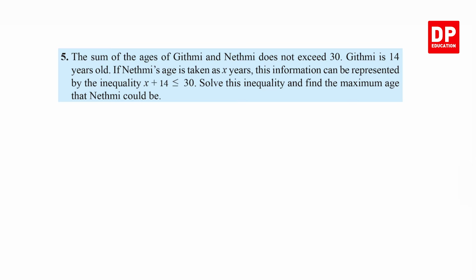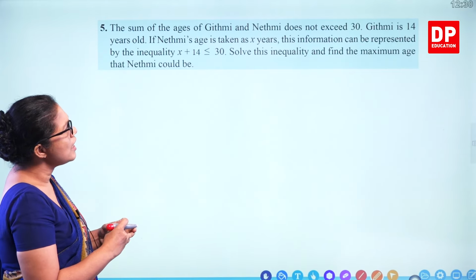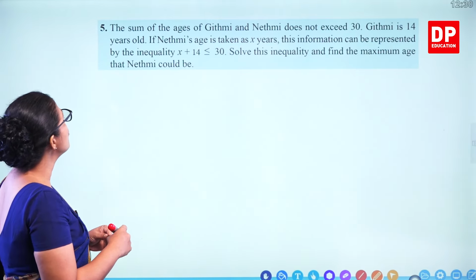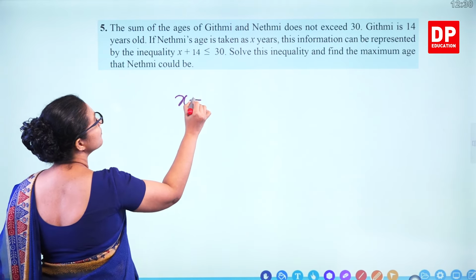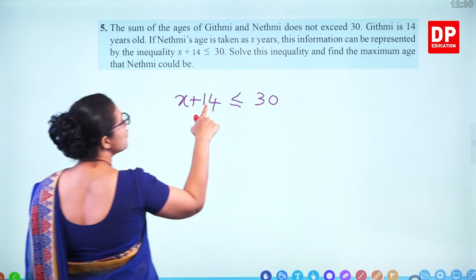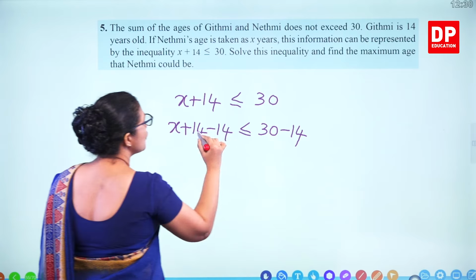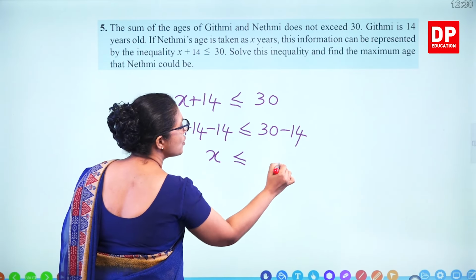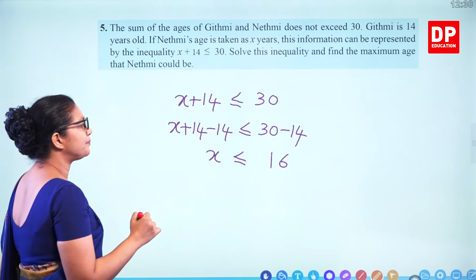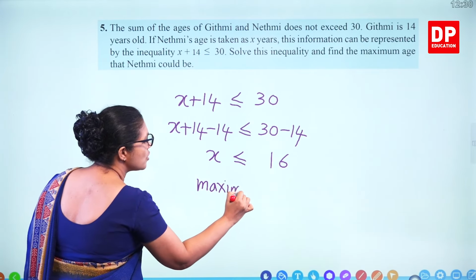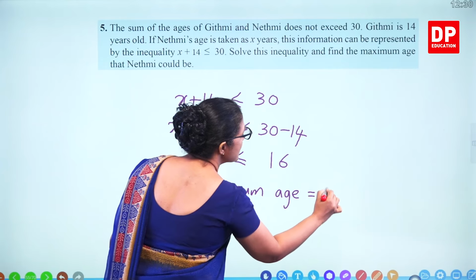The sum of the ages of Gitmi and Netmi does not exceed 30. Gitmi is 14 years old. If Netmi's age is taken as x, how can you write this inequality? The total ages, x plus 14, should be less than or equal to 30. Solve this inequality and find the maximum age that Netmi could be. We have to get rid of this 14. Subtract 14 from both sides. So you get x is less than or equal to 16. So what's the maximum age? Maximum age is 16 years.